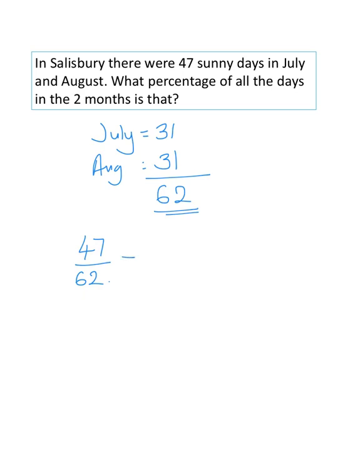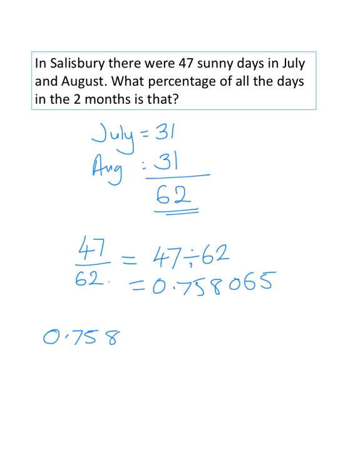Well, using a calculator, we can work out what 47 over 62 is. 47 divided by 62 will give me 0.75806, round it up to a 5. Now if we want to change that into a percentage, I then multiply this by 100. So multiplying that by 100% will give me 75.8% to 1 decimal place.